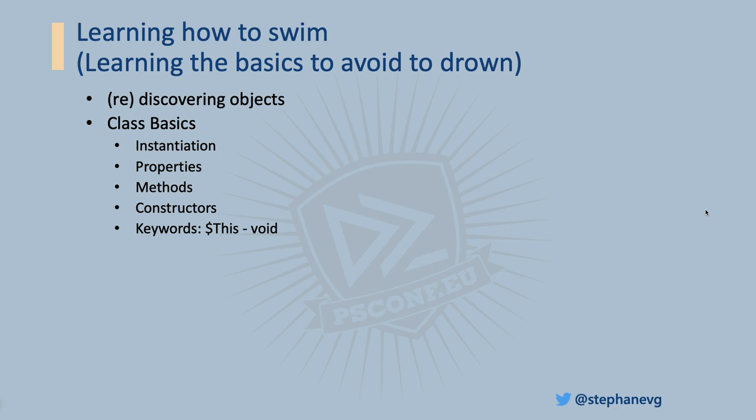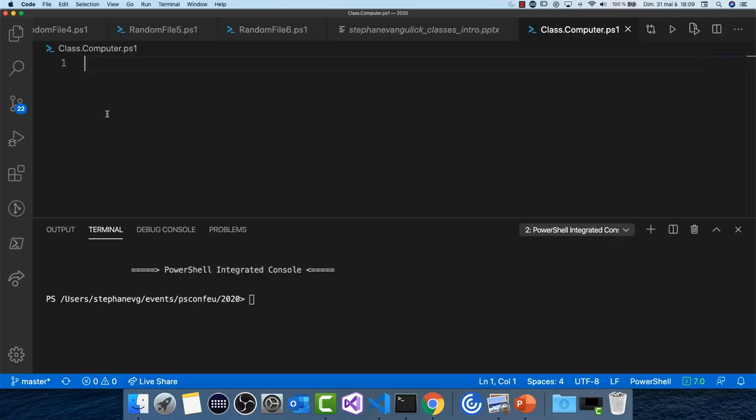So I want to cover the basics with you. We're going to start by rediscovering what an object is, how PowerShell actually works with objects, and then we're going to talk about the vocabulary basics: what is an instantiation, what is a property, what is a method, what is a constructor, and what is the this keyword and the void keyword. Okay, let's dive into it.